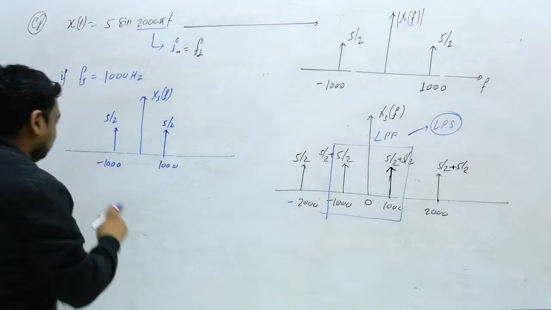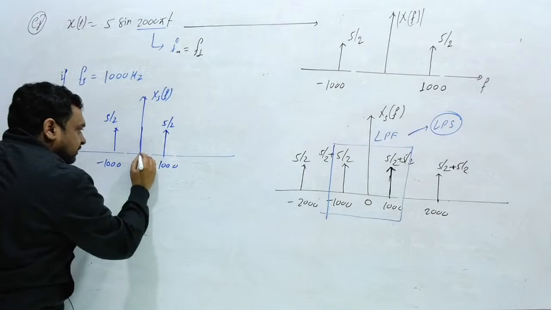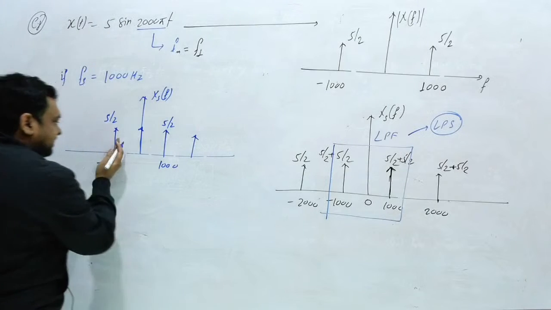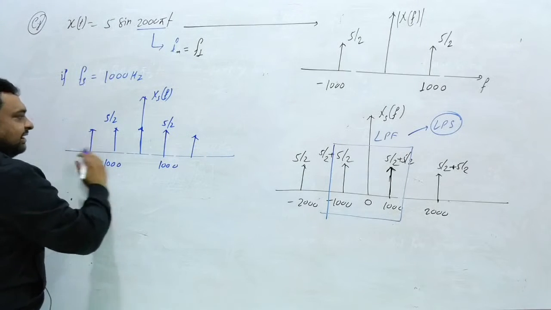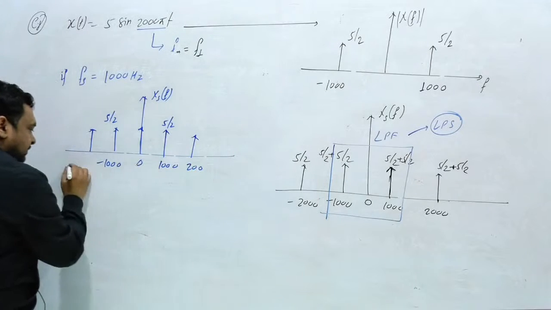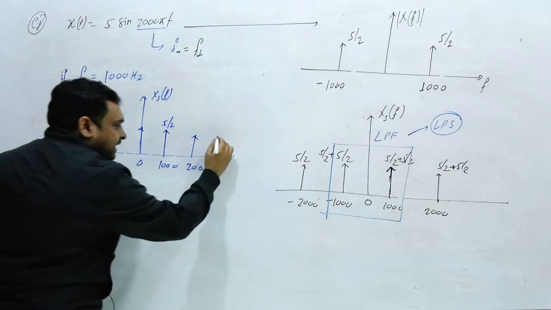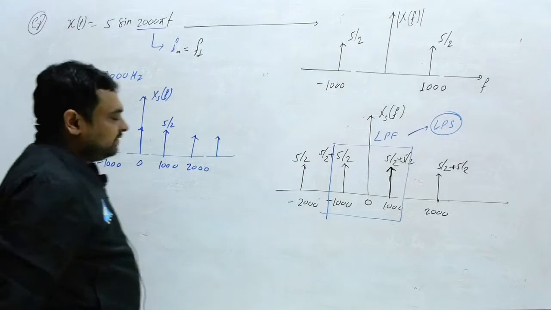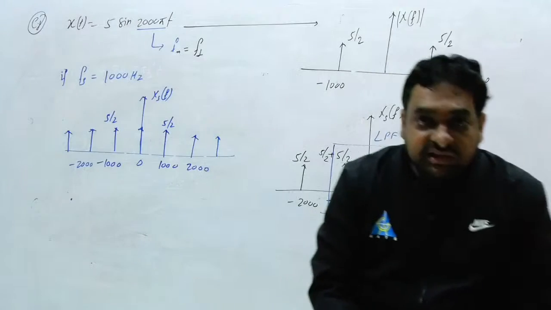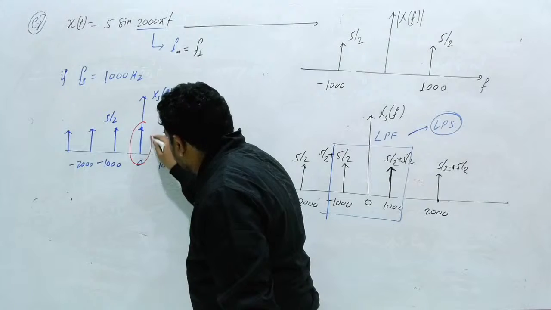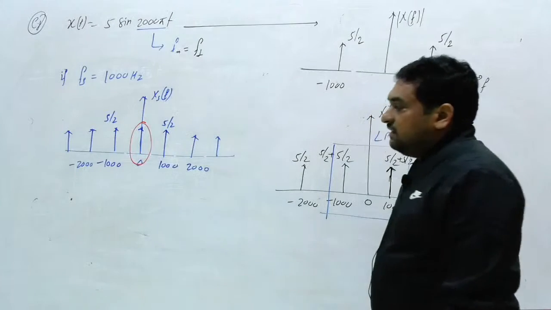So again, this will be shifted to here. This will be shifted to left, this will be shifted to right, and this will be shifted to left. Similarly, every 1000 you will get the sample. This is minus 2000. Here again you will get 3000. You will get like this. But here you are again getting one sample, one signal here, and this is not required.